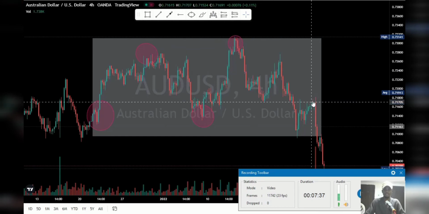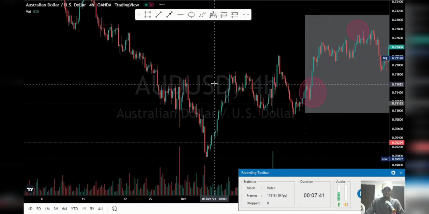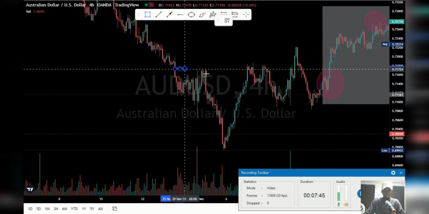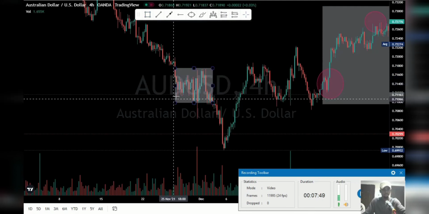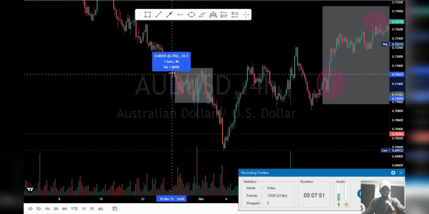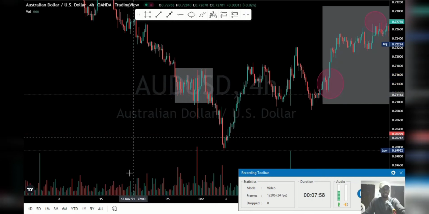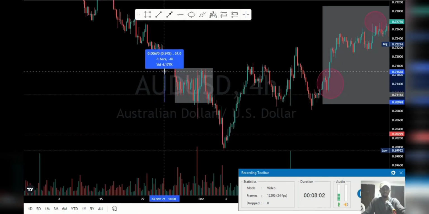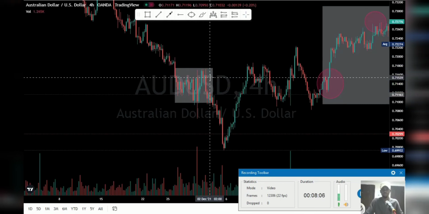Okay, let me see if I can get another one. For instance, let's take a look at this ranging market here. Look at how tight this is. A pro will trade within this market, but it's not advisable to do so. But a pro trader will trade there, because in this market we still have about 50 pips or so.